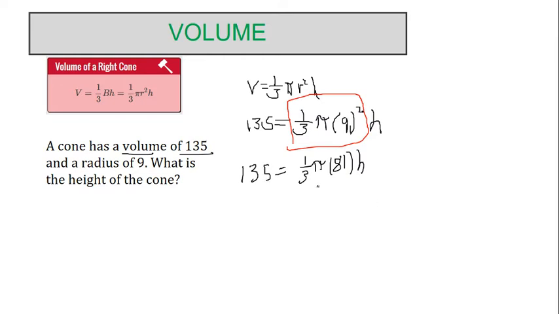Okay, so I can still simplify here, right? Because we still have 1/3 times the pi times the 81. And so we might as well simplify that. So if I take 81 and divide it by 3, and that's all I'm going to do, I get 27. So this is like 27 times pi times h.